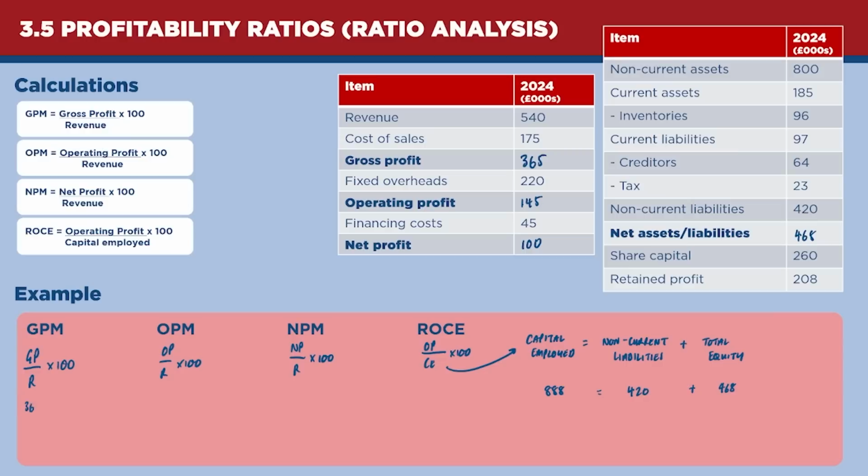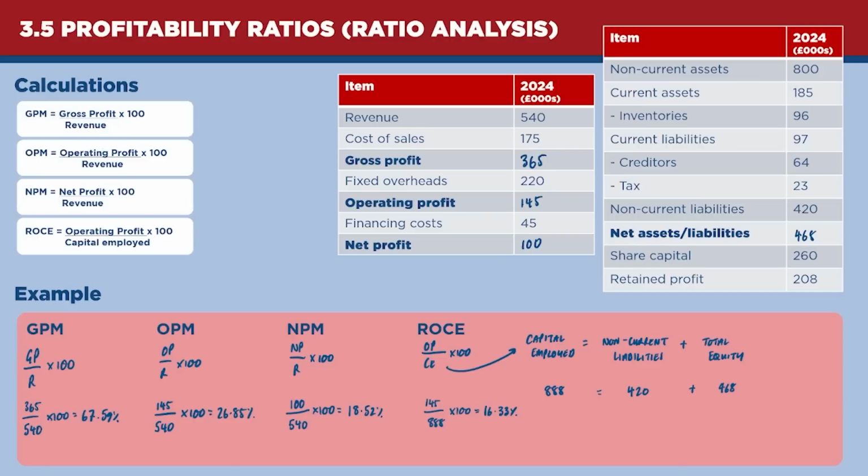Gross profit margin works out at being 67.59%. Operating profit margin is 26.85%. Net profit margin is 18.52%. And our ROCE is 16.33%. So let's go through what these mean.